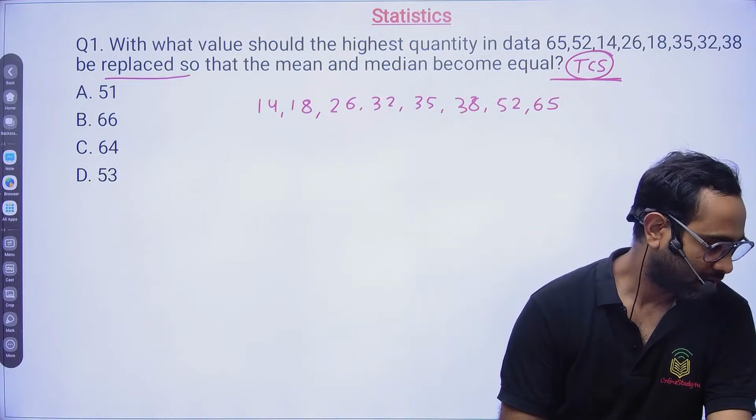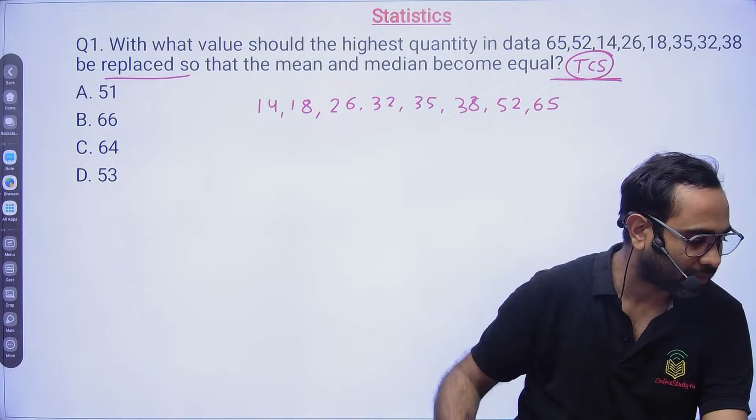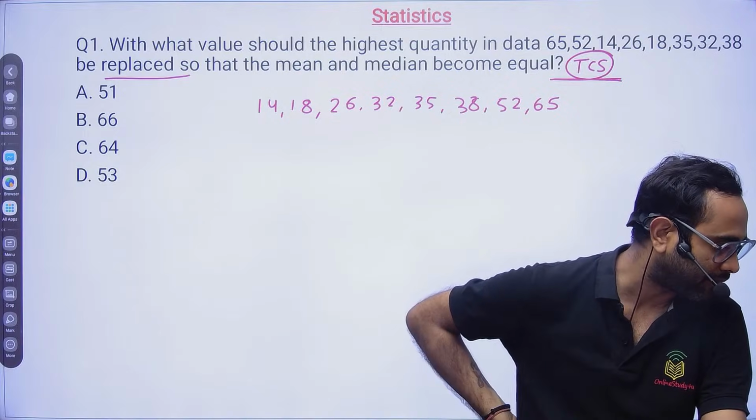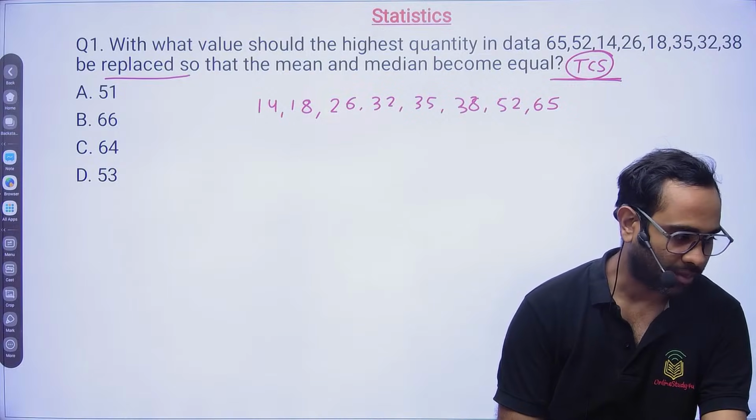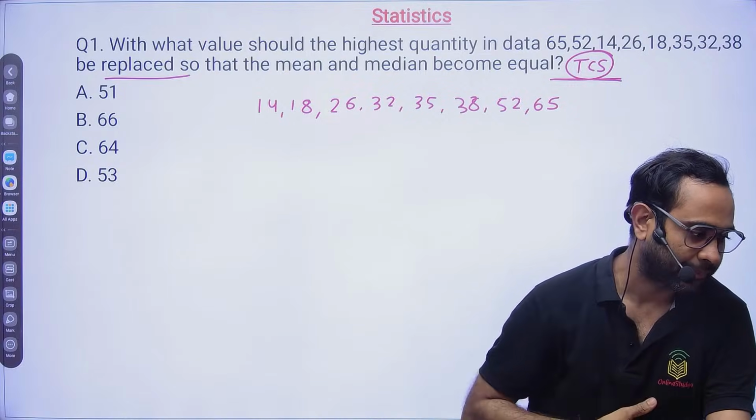53. So already one answer we have got from Raja Baljoria, 53. Very good. Chalo bhai, what about other people? 53, 53. Okay.